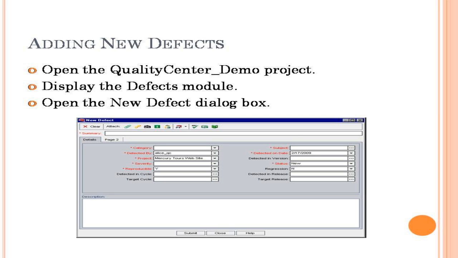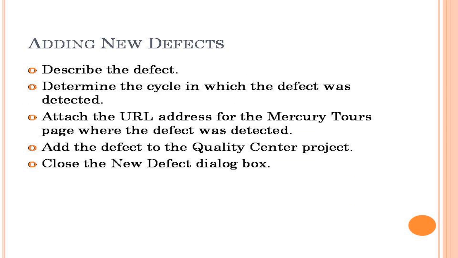The defects grid displays defect data in a grid. Each row in the grid displays a separate defect record. 3. Open the New Defect dialog box. Click the New Defect button. The New Defect dialog box opens. 4. Describe the defect. Perform the following.